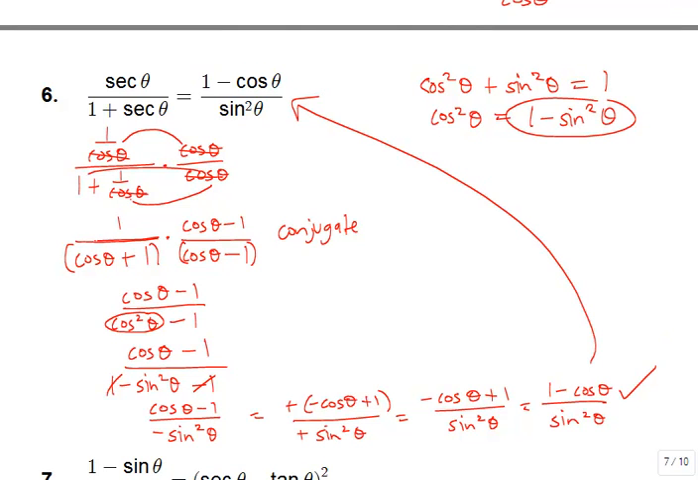Okay, so this one had lots of tricks. First we used that reciprocal identity to make some fractions, then we multiplied by the common denominator to simplify the complex fraction. Then we had a conjugate to use because we were kind of stuck. Then we used the Pythagorean identity to get rid of that cosine squared, and then we just did a little bit of factoring at the end.